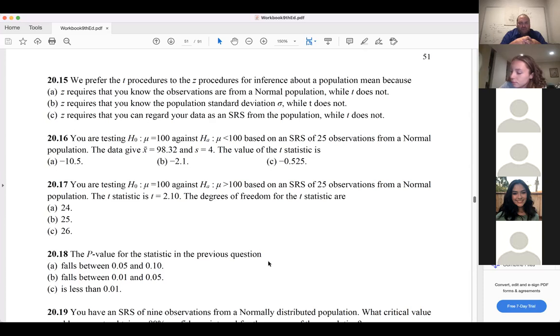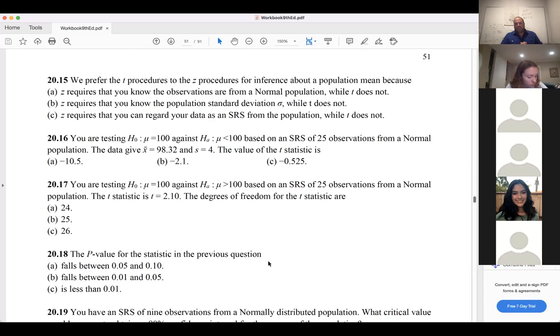Oh, while we're at it, for number 20.17, this should take all of 8 seconds just to read the question and just to say the answer. So A, B, or C for number 17. No calculations required. All right. A, B, or C. 3, 2, 1, go.